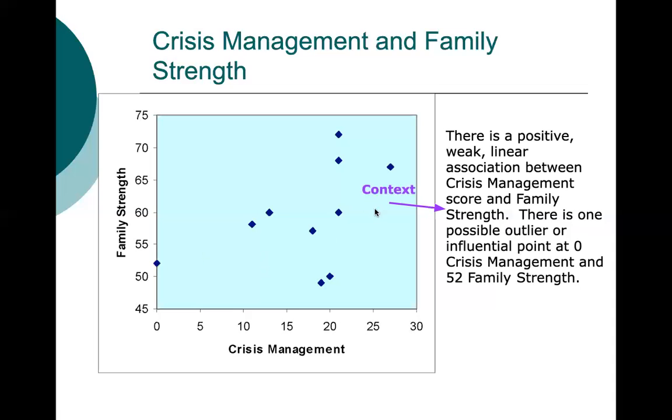So notice here I have my context. I have the direction that's positive. I have unusual point or unusual feature. I have my form and then my strength. So I went through DUFS.